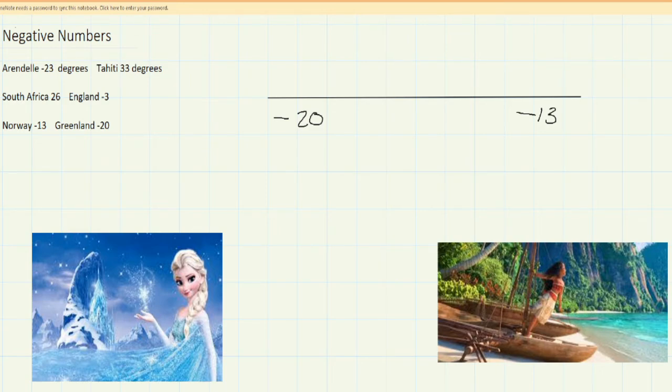So we can say minus 13, minus 14, minus 15, minus 16, minus 17, minus 18, minus 19, and minus 20. And I can just count over here to see how many jumps I've made. You could write all the numbers down as well, which is probably the better way of doing this, but I'm just doing it nice and quick to show you the way. The difference there is 7 degrees.